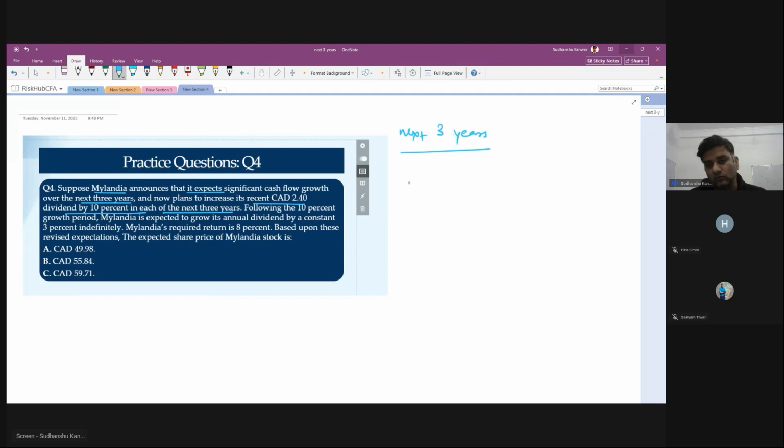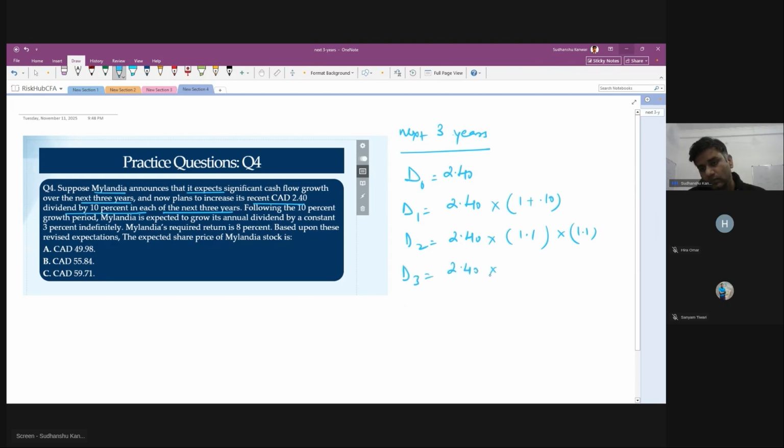So if you see, D naught was 2.40, D1 will be 2.40 into 1 plus 0.10, right? D2 would be 2.40 into 1.1 into 1.1 again. Why again? Because same logic, every year your dividend is increasing by 10%. And third year also, D3 equal to 2.40 into 1.1 into 1.1 into 1.1, right? This is what we have.